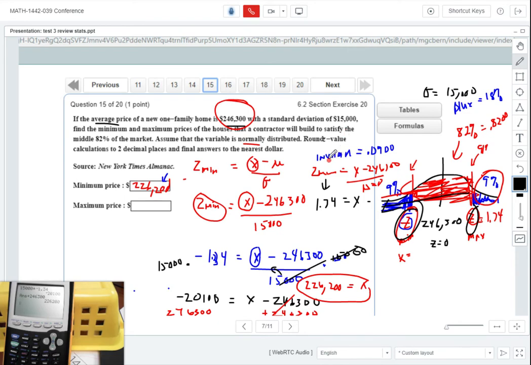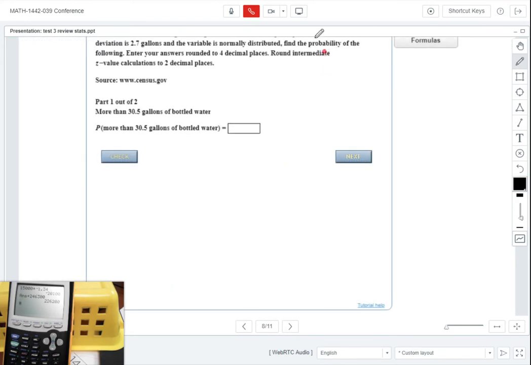Okay, next problem. We're normally distributed. Standard. Oh, I'm missing some of the problem. Let me see.